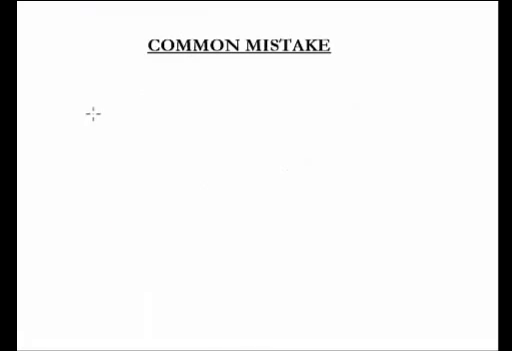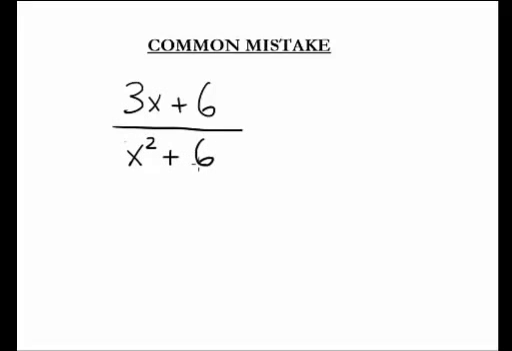And so we always need to make sure that we check when this thing is undefined. Before we move on, I want to call your attention to a very common mistake that students make. So let's say, for example, I have something that looks like 3x plus 6, that's fine, over whatever, x squared plus 6, right? We say, okay, can we simplify this? How can we break this up?